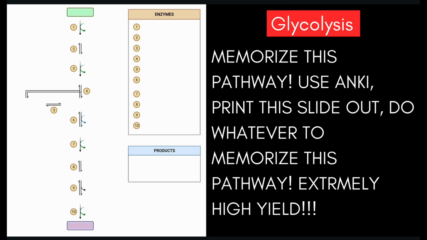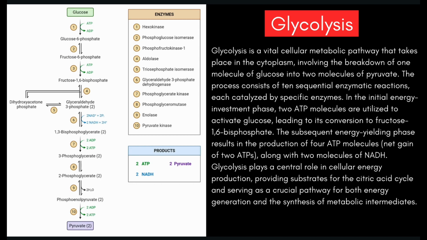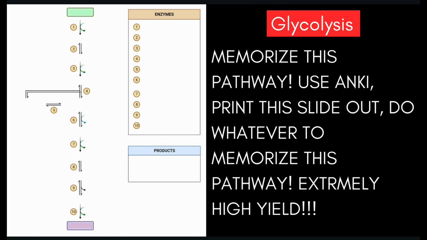So, one tip I'd say is memorize this pathway. Use Anki, print the slide out, do whatever to memorize this pathway. Extremely high yield. You can screenshot this picture, print it out, put it in your iPad, write the pathway out with the first slide as seen here. Do whatever you have to do to memorize this pathway. It's extremely high yield. Glycolysis is involved in a lot of organ blocks, or the effects and after effects of it are. So make sure you get this down firm right now, if possible.